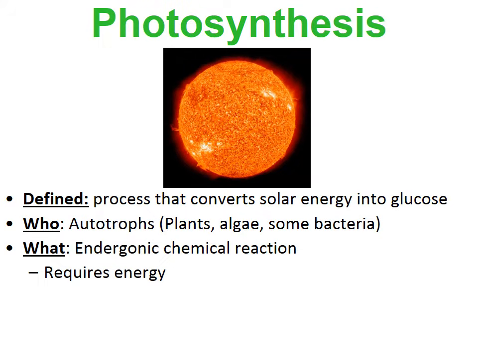So what kind of chemical reaction is photosynthesis? It's what we call an endergonic chemical reaction because it requires an input of energy. Now the picture should imply where the input of energy comes from. Sunlight. Sunlight is the energy that is inputted in order to start a complex series of chemical reactions known as photosynthesis.